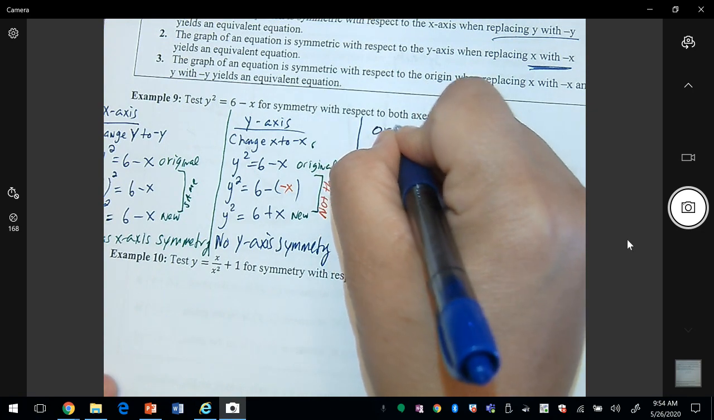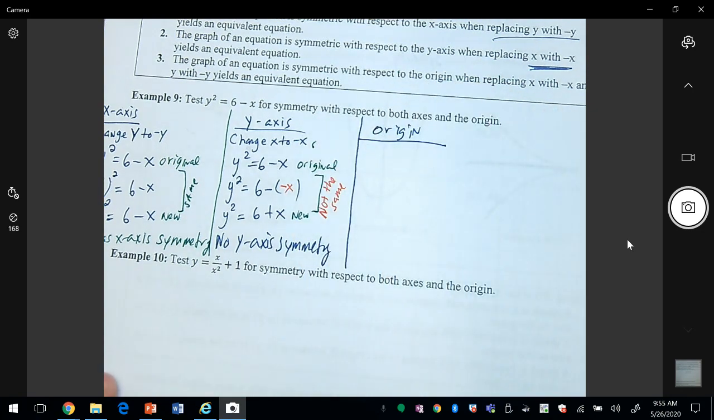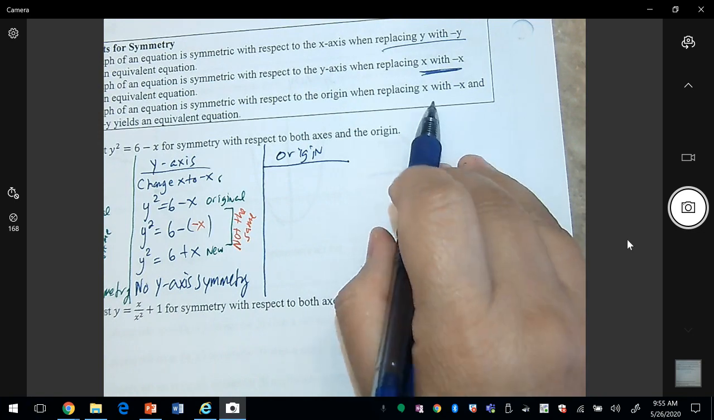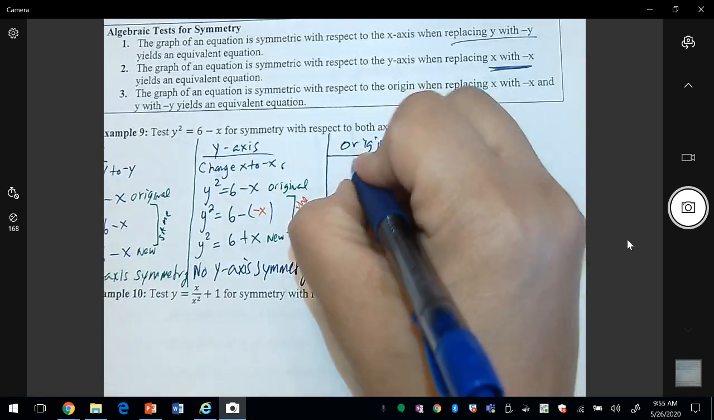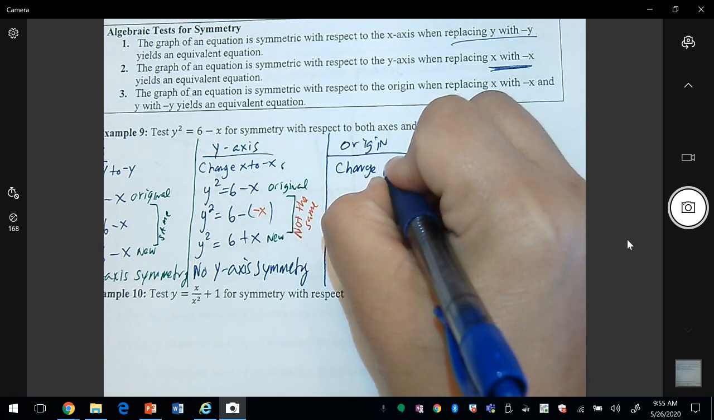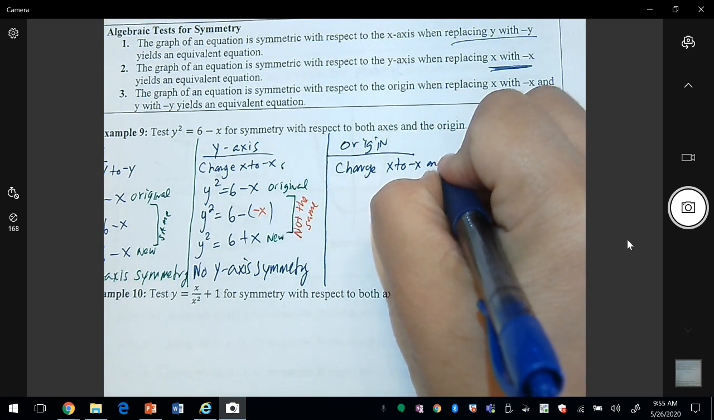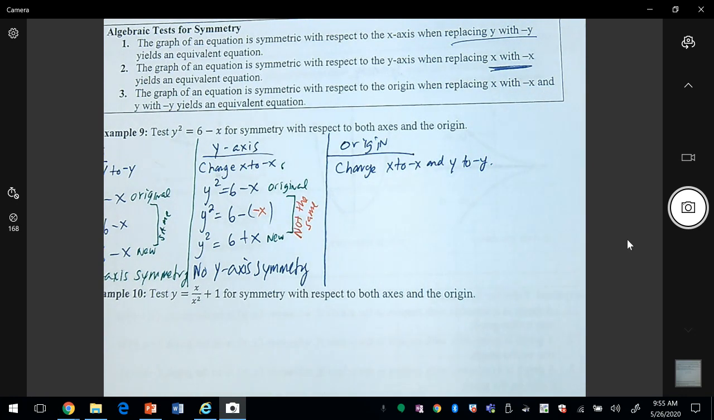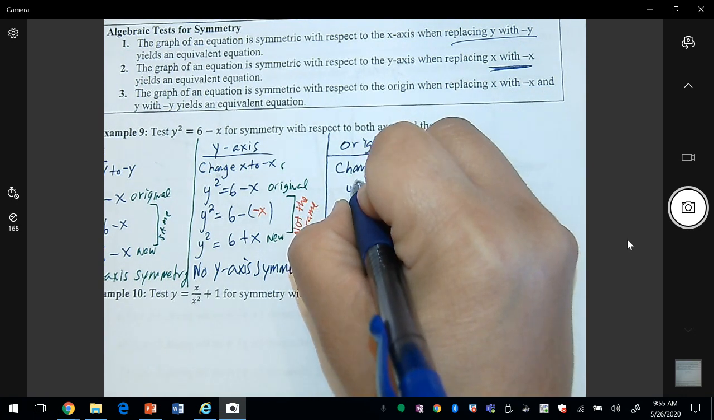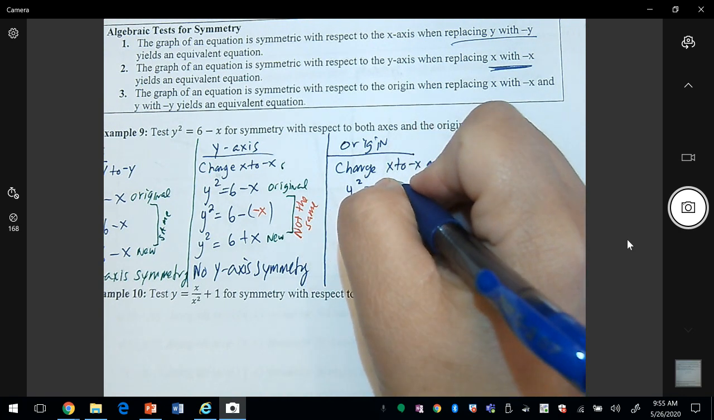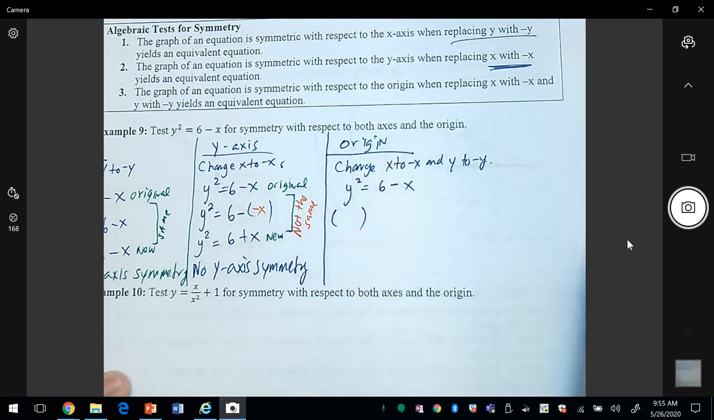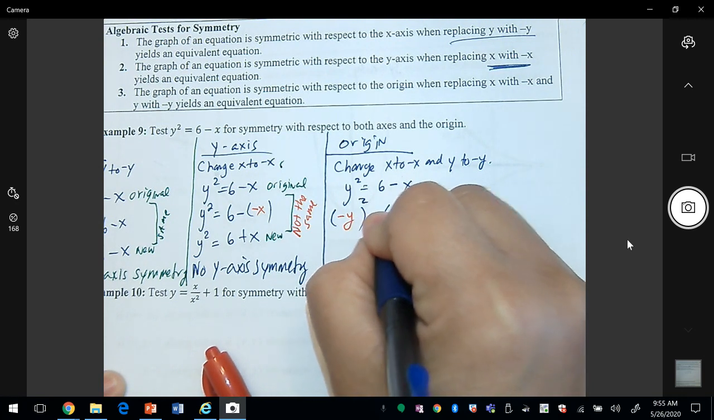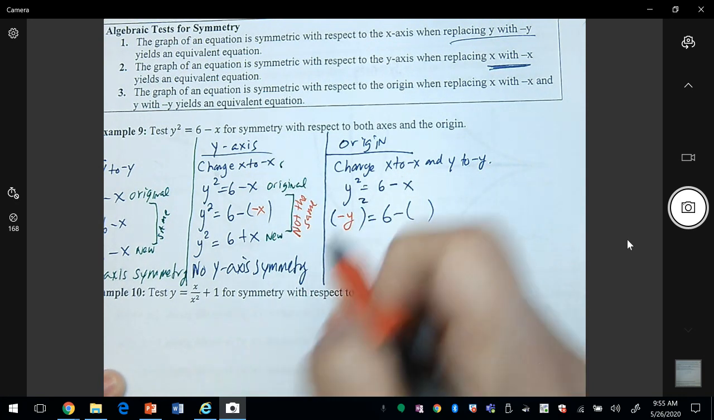And then the other type of symmetry is origin symmetry. And so for that, this is number 3, we're going to change both the x to negative x and y to negative y. So the original equation is y squared equals 6 minus x. So anywhere I see a y, I'm going to change it to a negative, and anywhere I see an x, I'm going to change it to a negative.